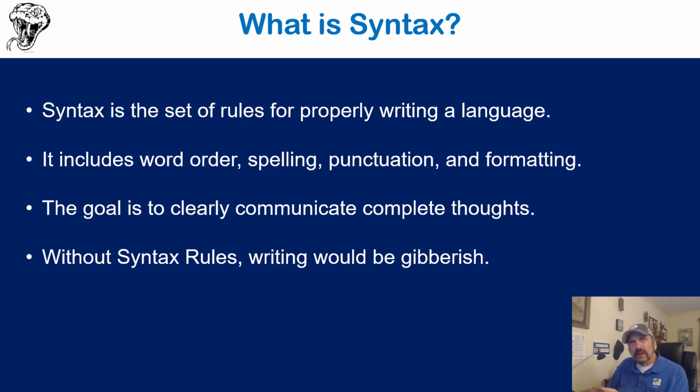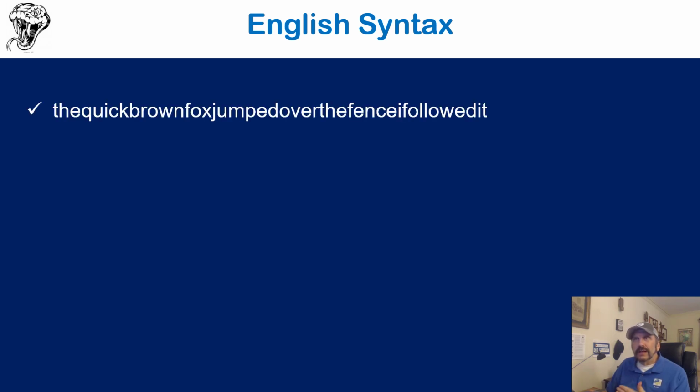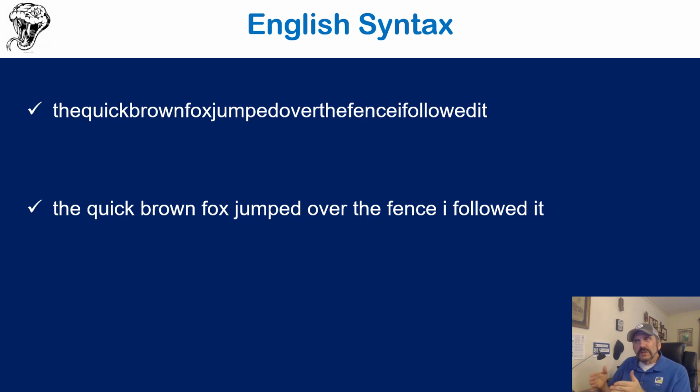Let's take that knowledge and apply it to Python syntax. I'm going to follow a little further with English for a minute. If we think about English syntax, if I put something like this in front of you, it's not really clear what I'm trying to say. It's just a bunch of letters. It doesn't mean much. But if I put some spaces between it, suddenly I can make out the concepts. I can take each word and understand what you're saying. So: the quick brown fox jumped over the fence. I followed it.